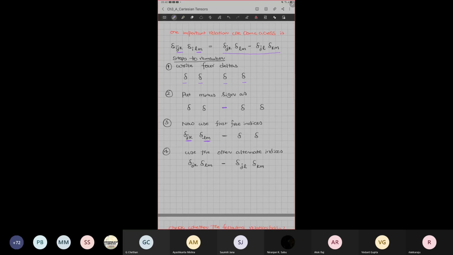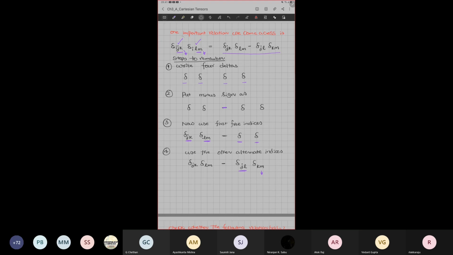For the other deltas, what you have to do is pick j and pick l, write it jl here. Similarly, pick k, pick m, write it here. This is the way people remember this epsilon ijk, epsilon ilm relation in terms of Kronecker deltas.